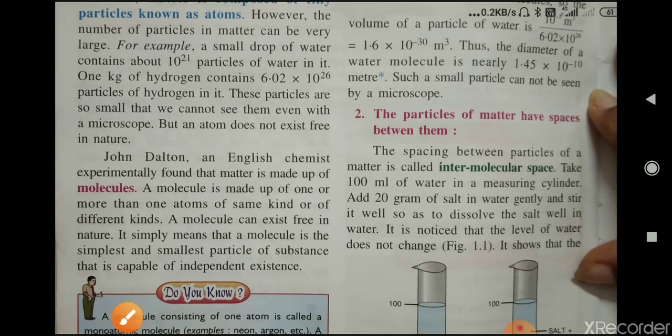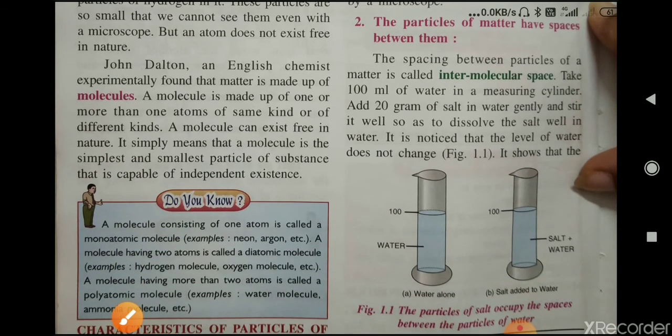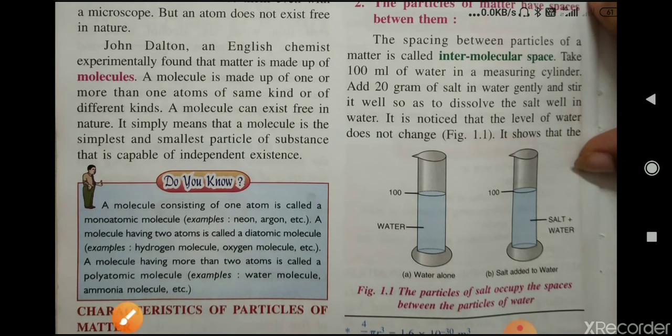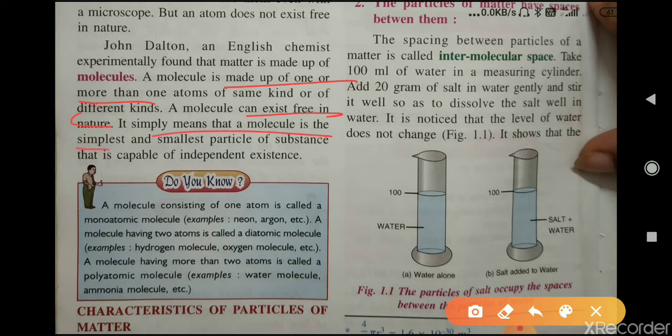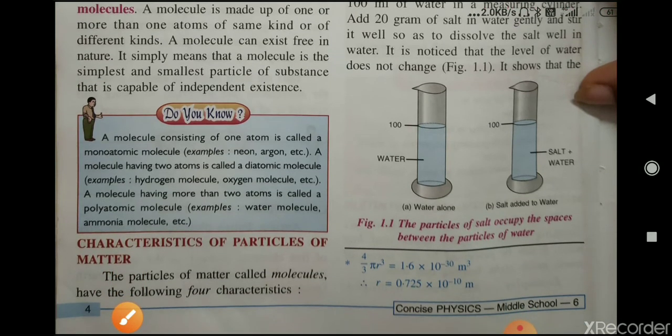Later, John Dalton, an English chemist, experimentally found that matter is made up of molecules, and these molecules are made up of one or more than one atom of the same kind or of different kinds. Matter can exist free in nature, whereas an atom cannot exist free in nature. It simply means that the molecule is the simplest and smallest particle of a substance that is capable of independent existence.